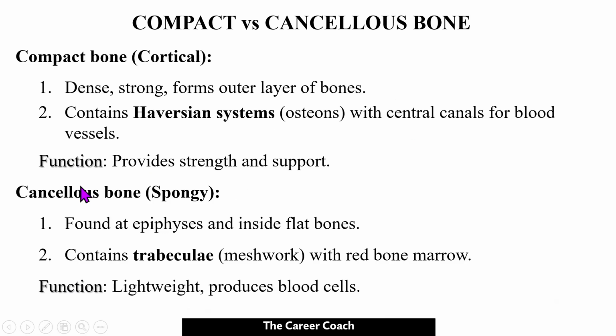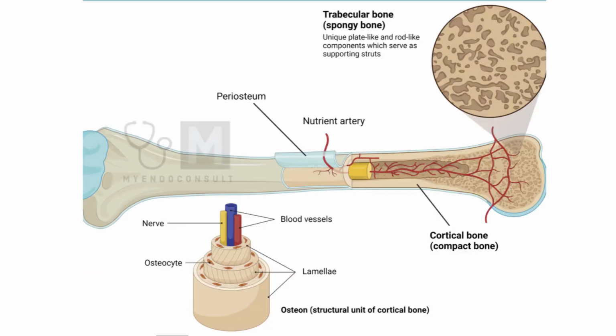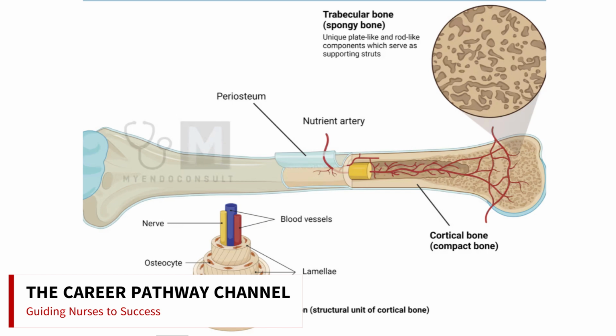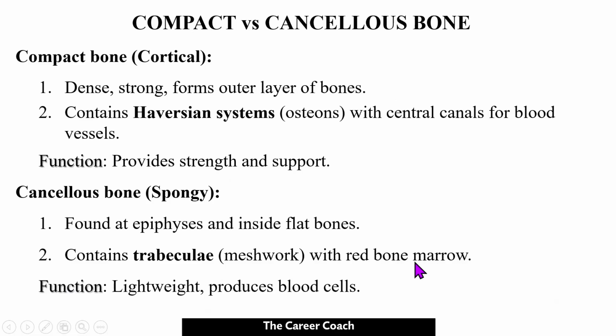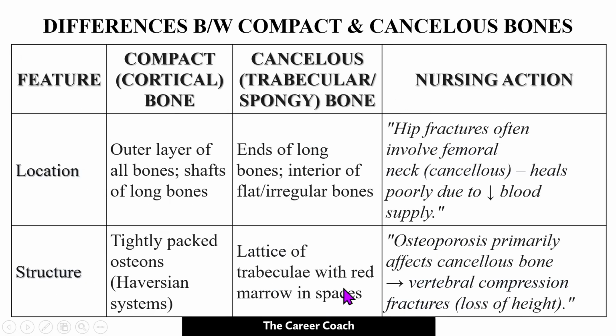The next one is the cancellous bone. Cancellous bone can also be called spongy bone. They are found at the epiphysis and inside the flat bones. They contain trabecula. Trabecula is a meshwork with red bone marrow. Functions. Cancellous bones are lightweight, and they produce blood cells. In a nutshell, let's look at the differences between compact and cancellous bones.